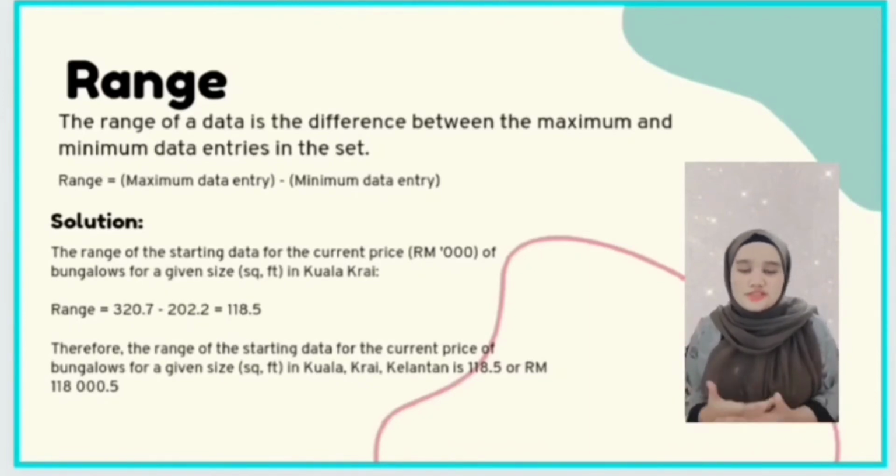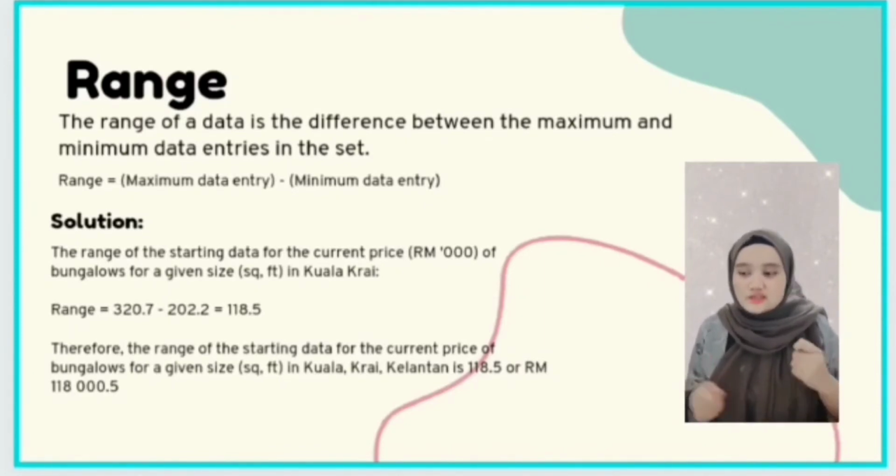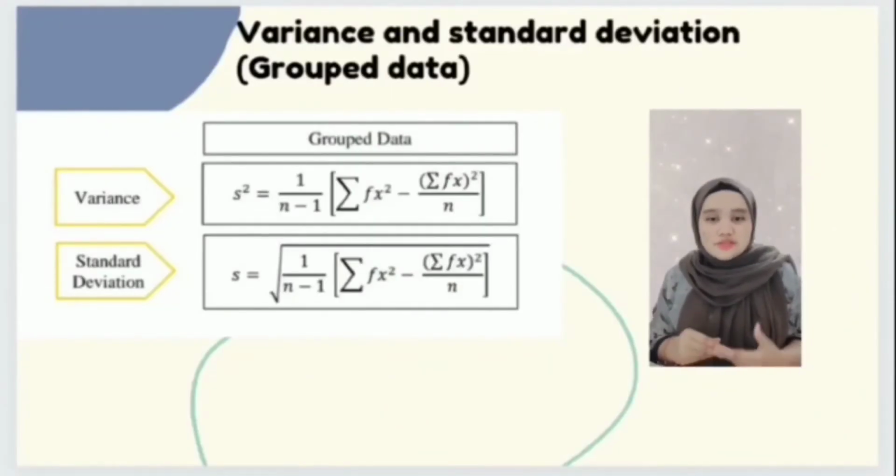The solution for the range is 320.7 minus 202.2 equals 118.5. Therefore, the range of the starting data for the current price of bungalows for a given size square feet in Kuala Krai, Kelantan is 118.5 or RM 118,000.5. Variance and standard deviation can be calculated using the formula that I put in the slide.